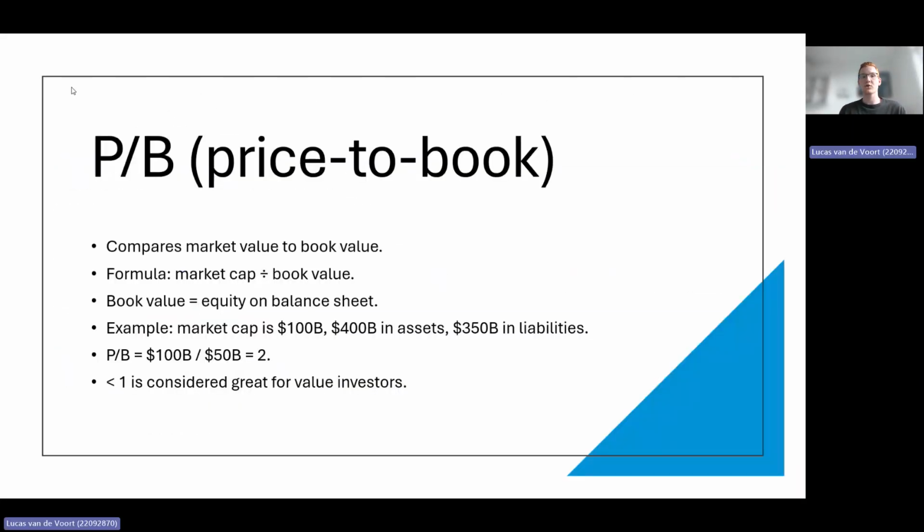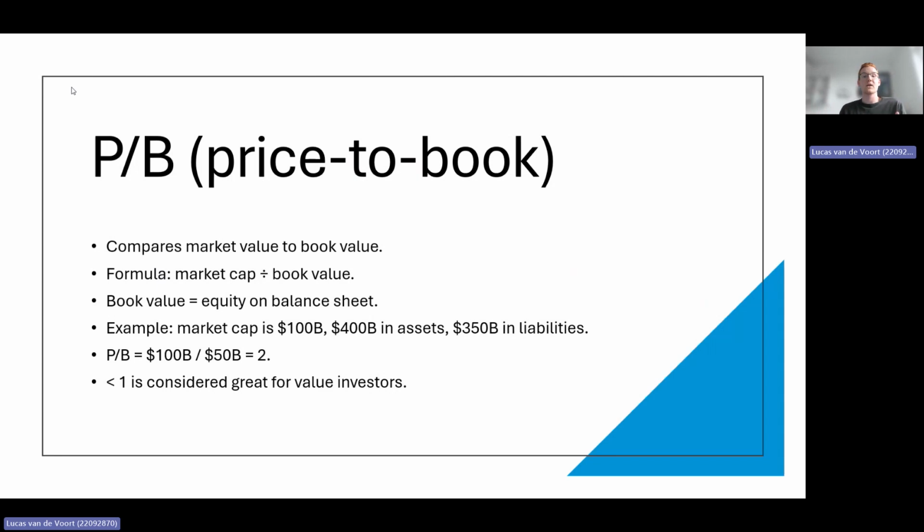The next ratio I want to talk about is the PB ratio, the price to book ratio. And this is a ratio that compares a company's market value to its book value. So it divides the market value by the book value. The market value of a company is simply the market capitalization of the company. And the book value is basically the equity that you see on the balance sheet of a company. So the assets minus the liabilities.